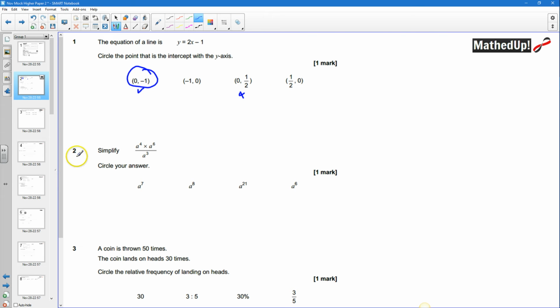Okay. Question 2 says simplify a to the power of 4 times a to the power of 6 over a cubed. So in order to simplify the numerator, I'm going to add those two powers together, so that's going to give me a to the power of 10, and I'm going to divide that by a cubed, and then to do this division I'm going to subtract the powers, so that's 10 take away 3, which is a to the power of 7. It's going to be that one there.